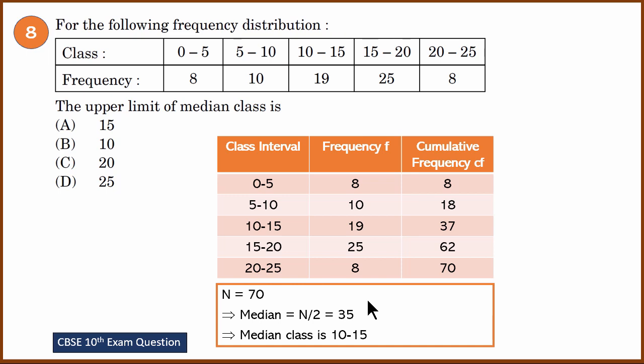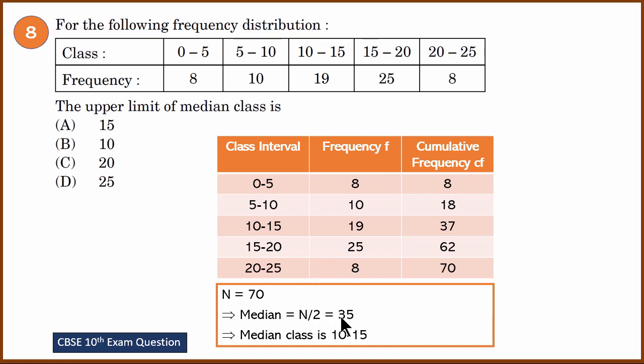Again, let's draw the cumulative frequency table. We write all the classes. We copy all the frequencies. And then we start writing cumulative frequency. So first one is 8. Second one is 10 plus 8, 18. Third one is 18 plus 19, 37. Fourth one is 37 plus 25, 62. And fifth one is 62 plus 8, 70. Which means n value is 70.